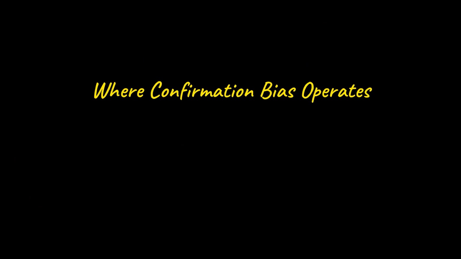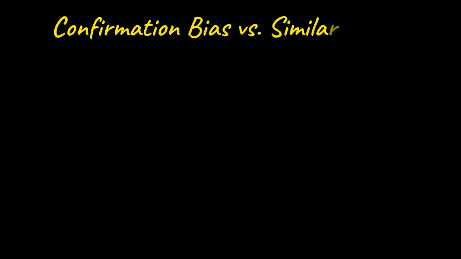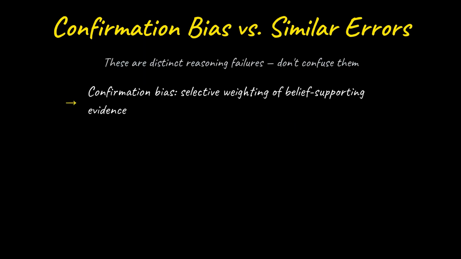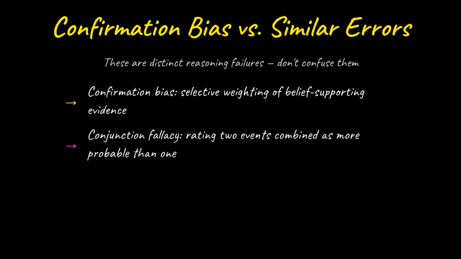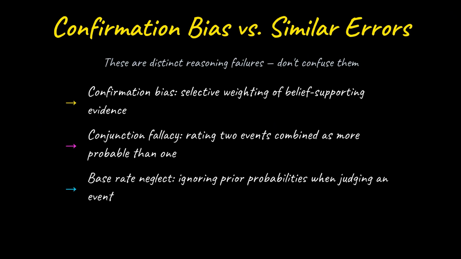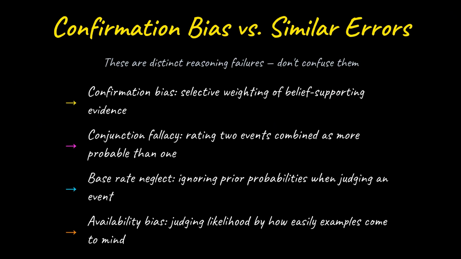At the level of attention, we notice confirming facts. At the level of memory, we retrieve them more easily. And at the level of evaluation, we hold disconfirming evidence to a much higher standard, raising the bar precisely when it would force us to update. On exams, the key signal for confirmation bias is selective attention to successes of a favored option while overlooking its failures. If a stem describes someone filtering evidence to protect an existing belief, that's confirmation bias, not the conjunction fallacy, base rate neglect, or availability.